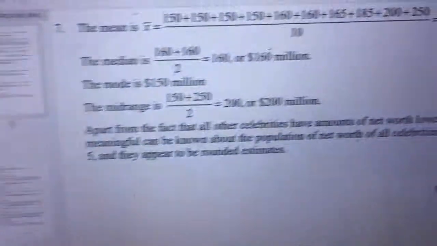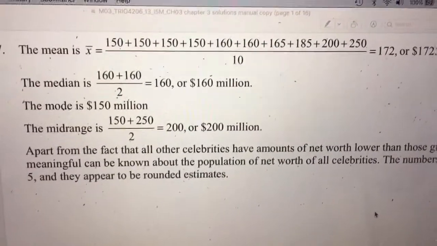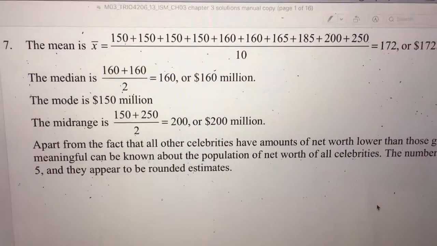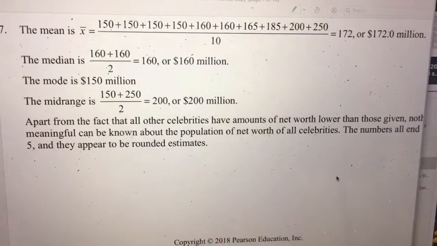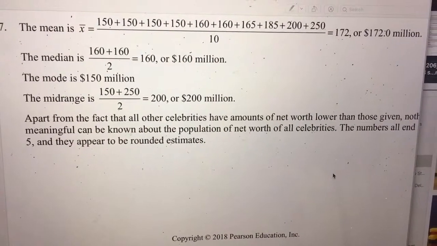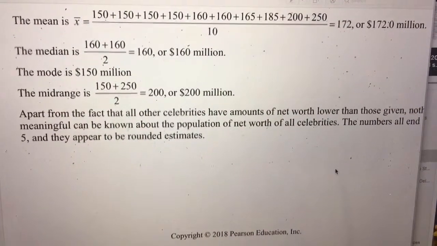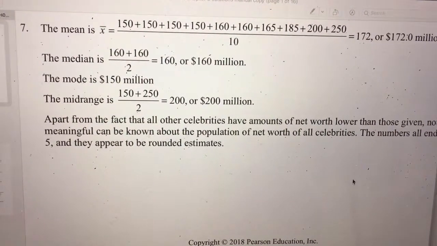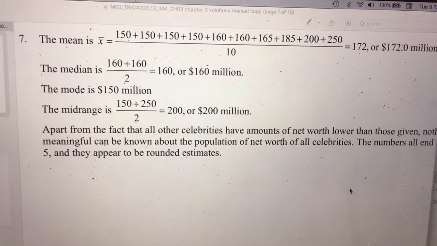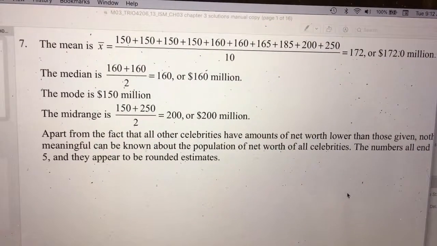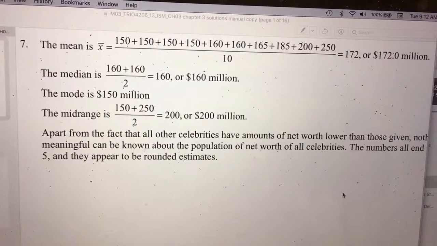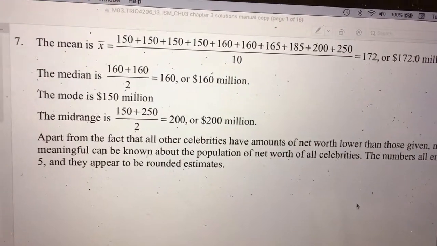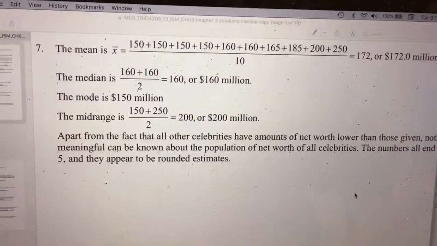Then we come over here, and here is the answer set. So again, we're trying to find mean, median, mode, mid-range, and notice how they answered the question. Apart from the fact that all other celebrities have amounts of net worth lower than those given, nothing meaningful can be known about the population of net worth of all celebrities. The numbers all end in 5 or 0, and they appear to be rounded estimates. So there's not much we can say about all celebrities because we've only gotten the top 10 listed here.